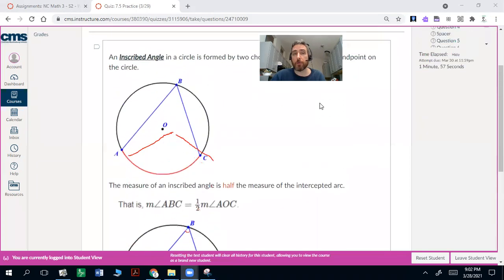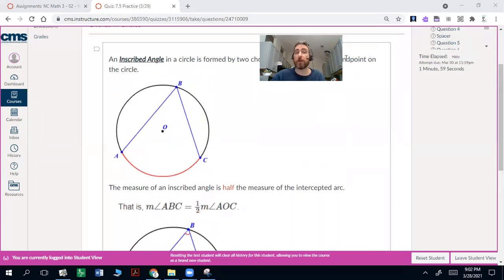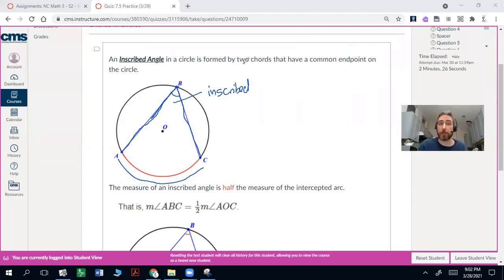But if you bring that angle all the way back to the very edge of the circle, you have what's called an inscribed angle. So an inscribed angle is basically where two chords meet at the same point and they open up to whatever that arc is. This angle here is considered inscribed. Inscribed is drawn on the circle. So an inscribed angle in a circle is formed by two chords that have a common endpoint. So in this case, B would be your endpoint.